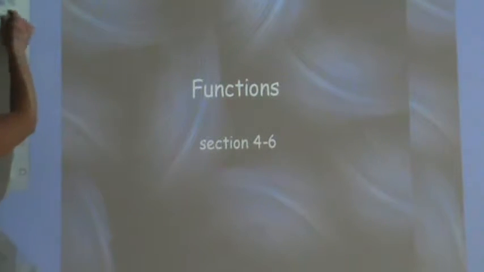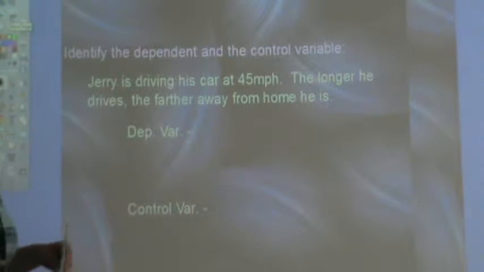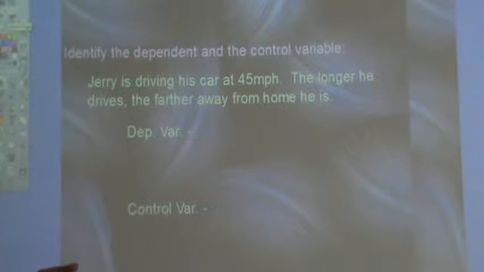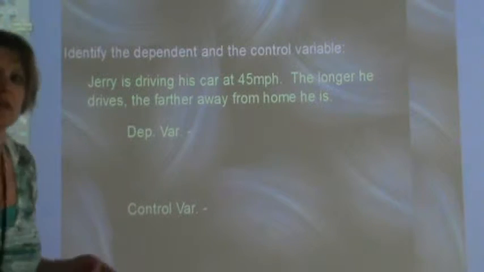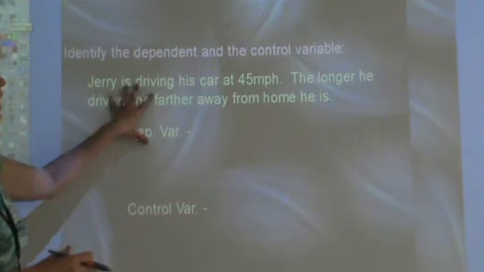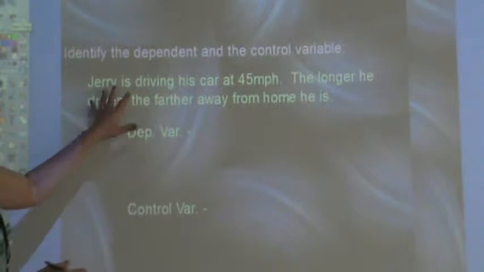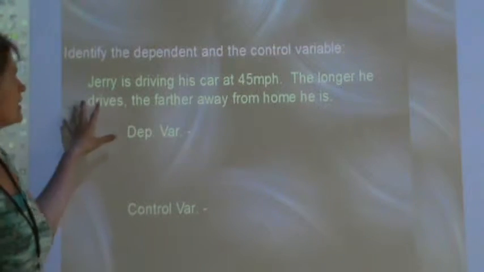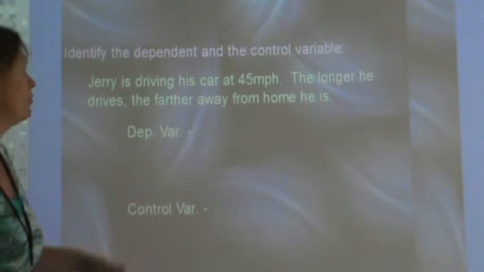All right. So first, we're going to identify the dependent and the control variable. We did talk about this way back in chapter 2, but we'll review it again here. So it says Jerry is driving his car at 45 miles an hour. The longer he drives, the farther away from home he is.